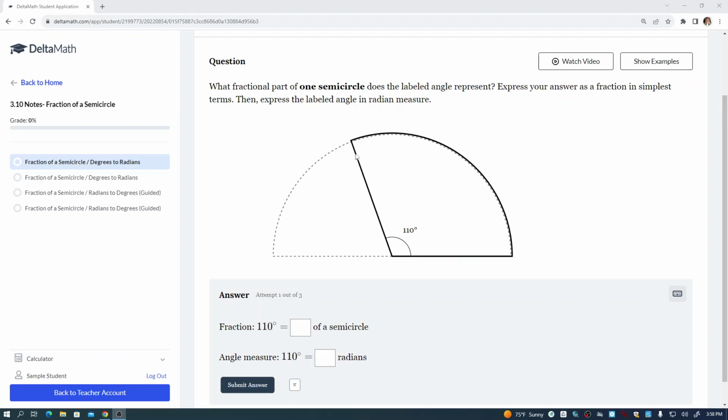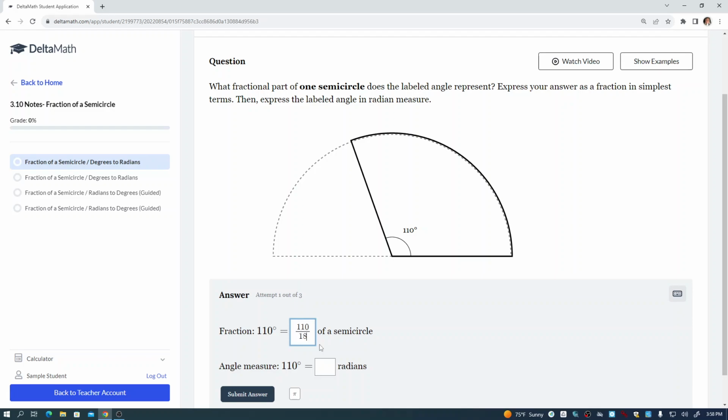And so why they have this dashed semicircle is because that represents 1 pi. So they're wanting you to know that 110 degrees is what part of a semicircle if a semicircle is 180. So it'd be 110 over 180. We're going to simplify that, so I could divide both the top and the bottom by 10, so that would take off a 0. And that actually gives me 11/18 of a semicircle.